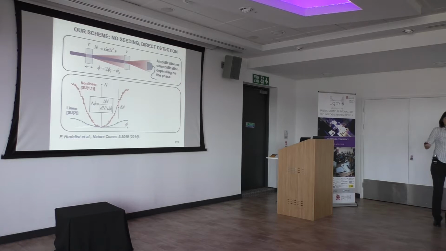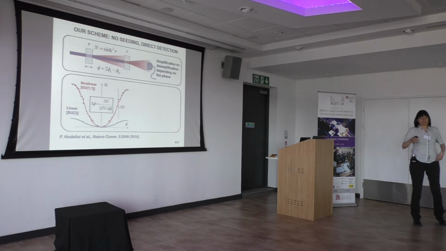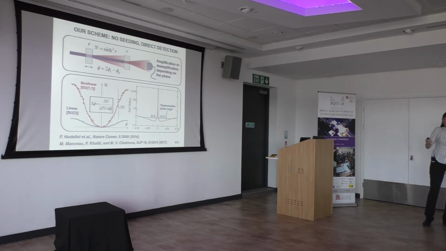However, I forgot about the noise. I don't want to cheat you. The noise, of course, will also be higher than for the linear interferometer, but there is a range near the dark fringe where the noise is still about the shot noise, still low. And so the combination of these parameters leads to this dependence.